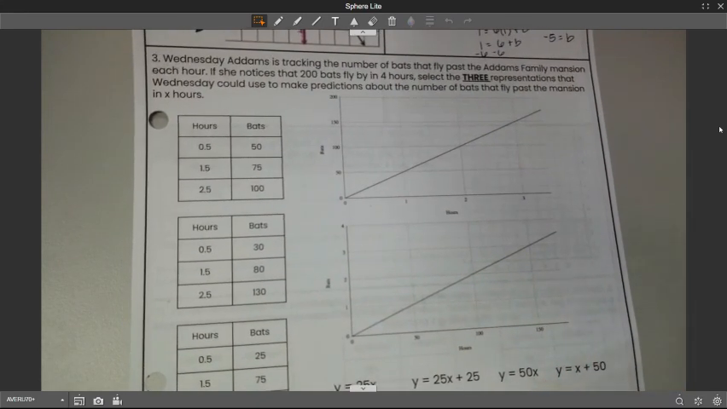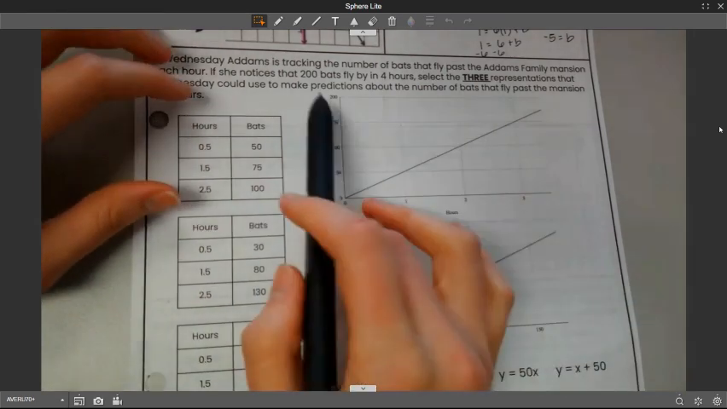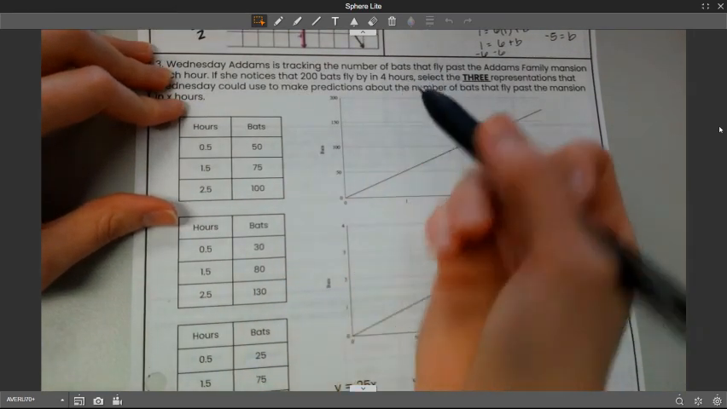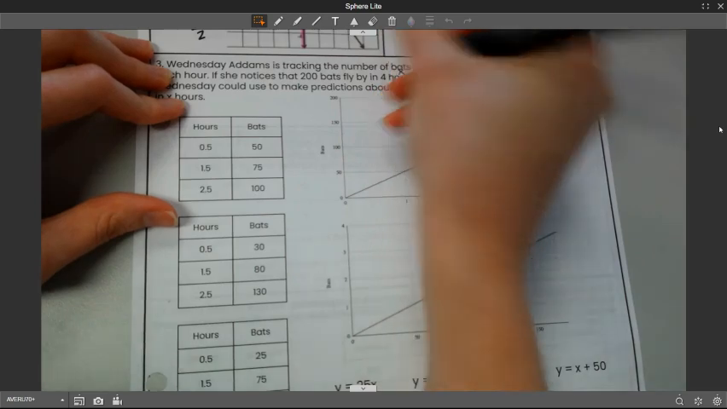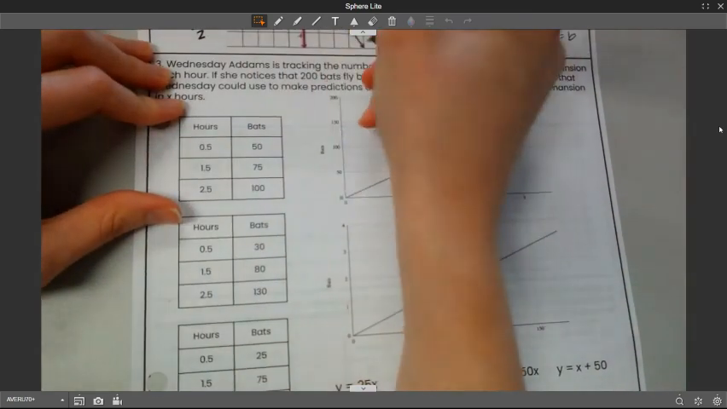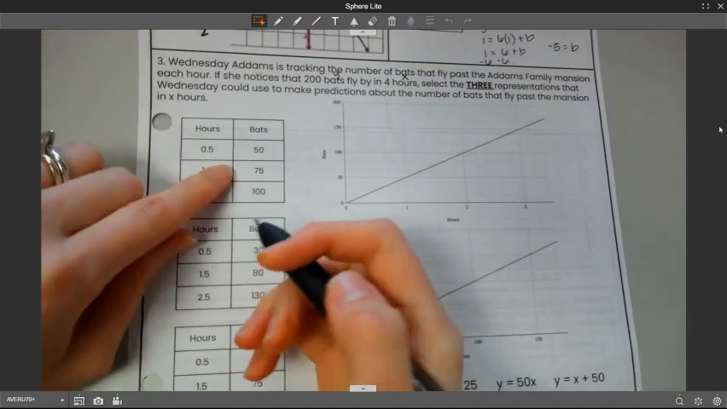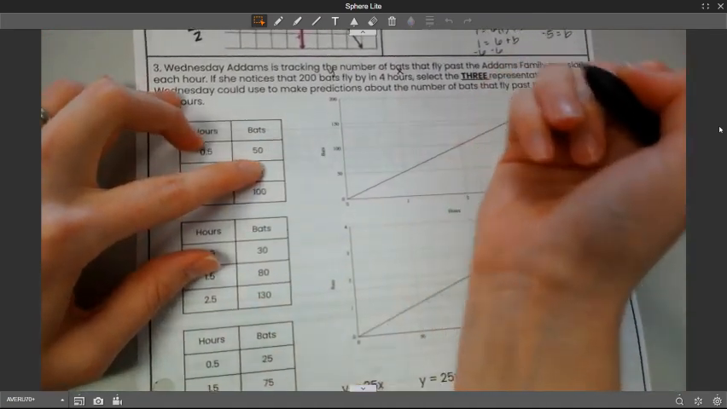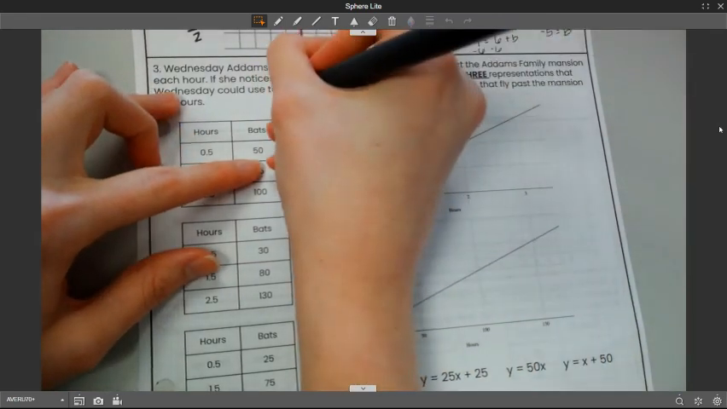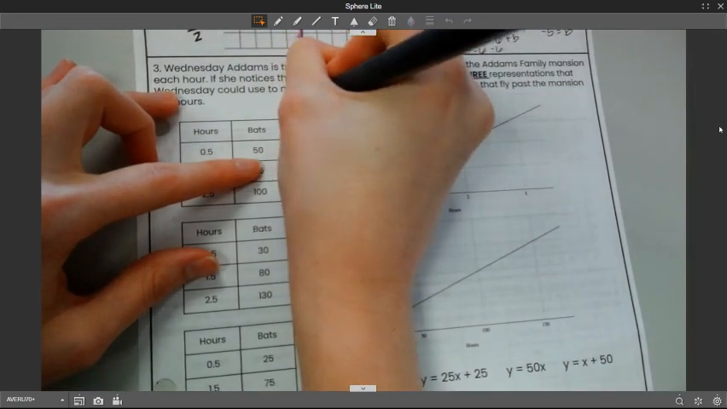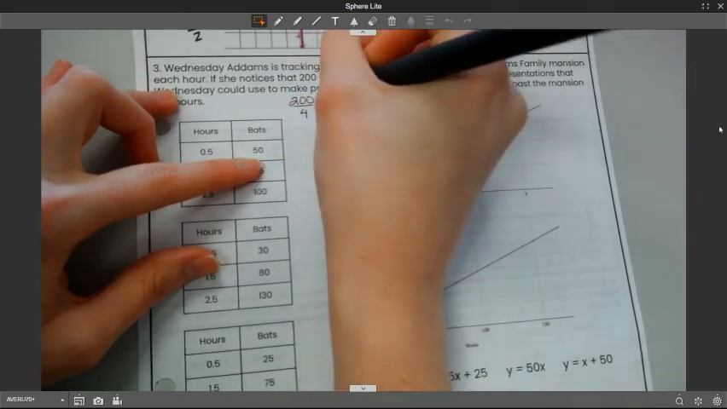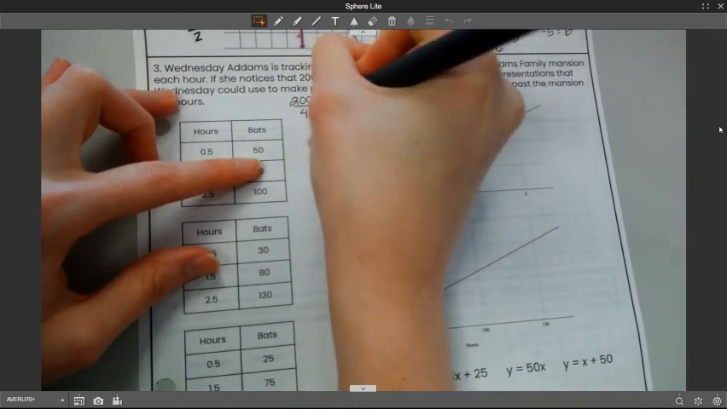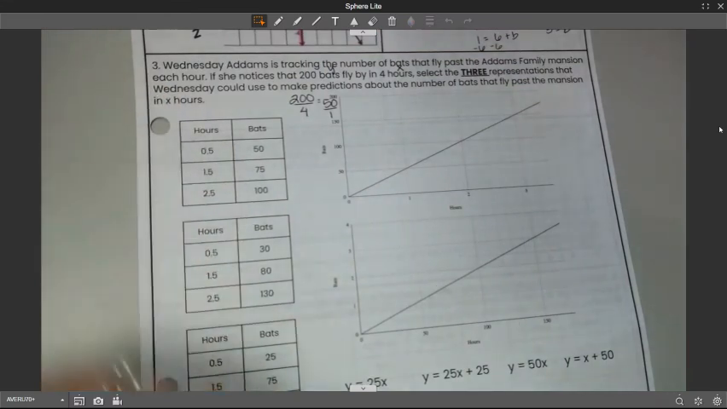So the first thing I need to do is find my rate of change. So we have 200 bats in 4 hours. Remember, hours is always going to be x. Time is always x, so that would make the bats y. You can also see down here in the tables, the first row is hours, so that's x, y. To find our rate of change, it's always going to be y over x, so 200 over 4, which will simplify to 50. So 50 for 1, because I divided both of those by 4.